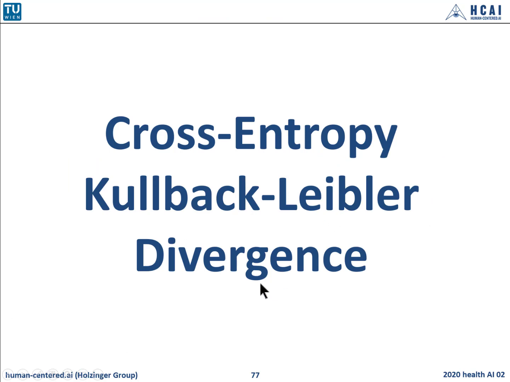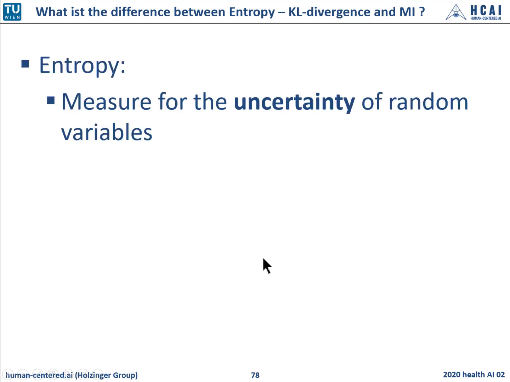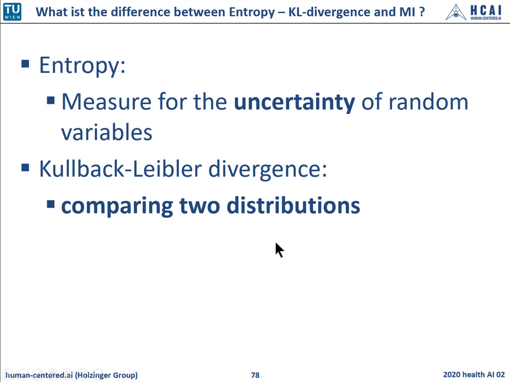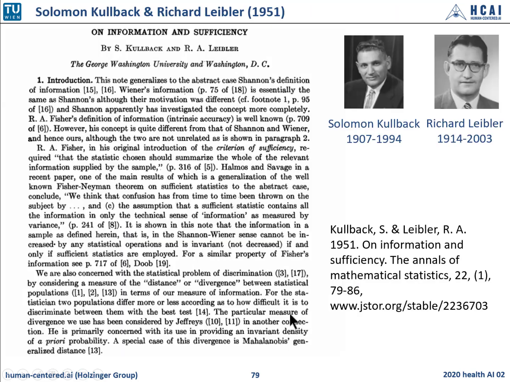And this brings us now to one particularly interesting approach, which is cross entropy and Kullback-Leibler divergence, KL divergence. So what is the difference between entropy, Kullback-Leibler divergence, and mutual information? Entropy is the measure for the uncertainty of random variables, as we have seen before. The Kullback-Leibler divergence is comparing two distributions. This is very, very important. And mutual information is measuring the correlation of two random variables.